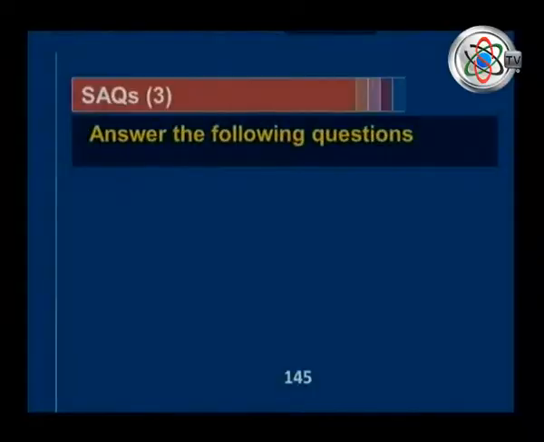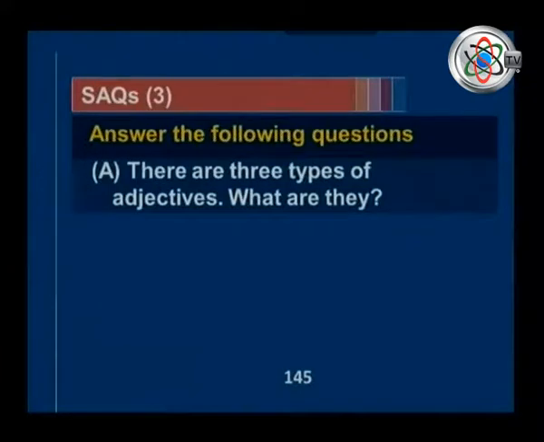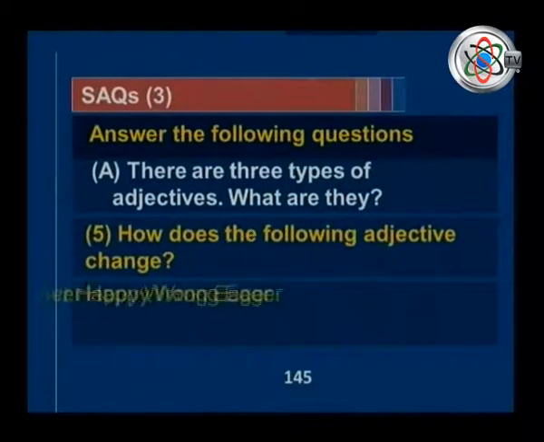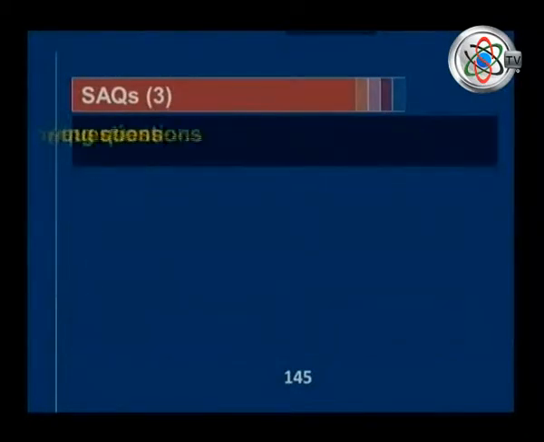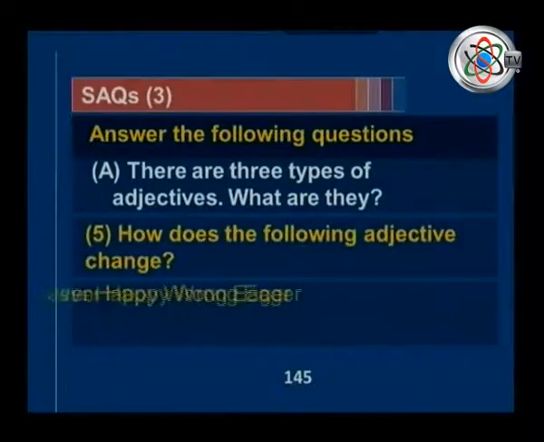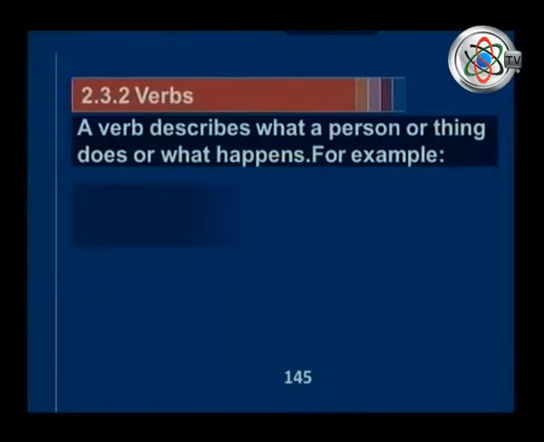And last of which, I think, answers the following questions. There are 3 types of adjectives. What are they also? How does the following adjective change? Here, clever, as again, this is repeated. Answer the following questions. I think this is the end of our class for today.